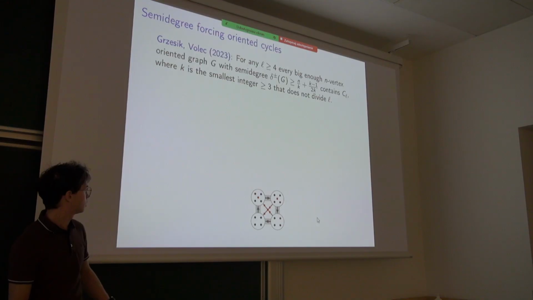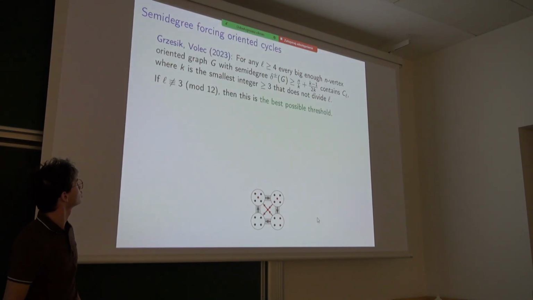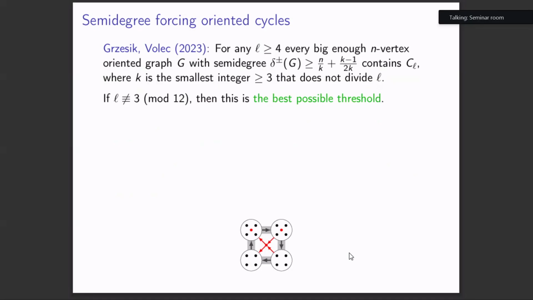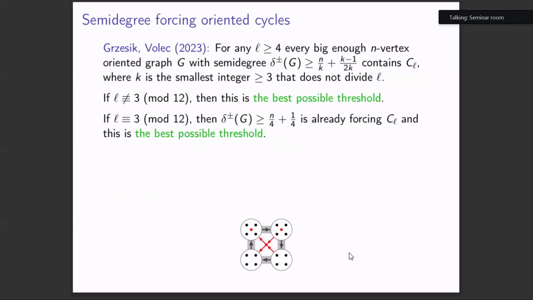And they had shown that for L not 3 modulo 12, this is the best possible threshold. Whereas for L equivalent to 3 modulo 12, a semi-degree of anything higher than n by 4 is already forcing CL, and just n by 4 is the best possible threshold. Okay?